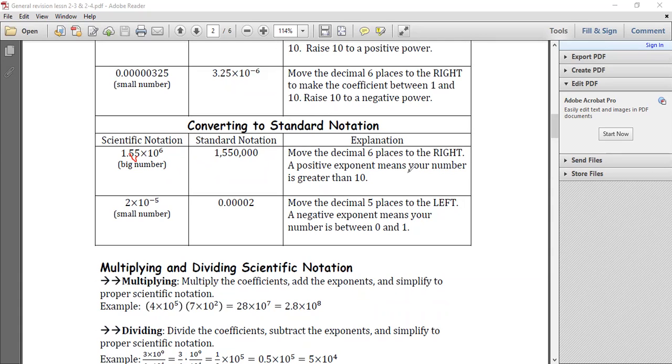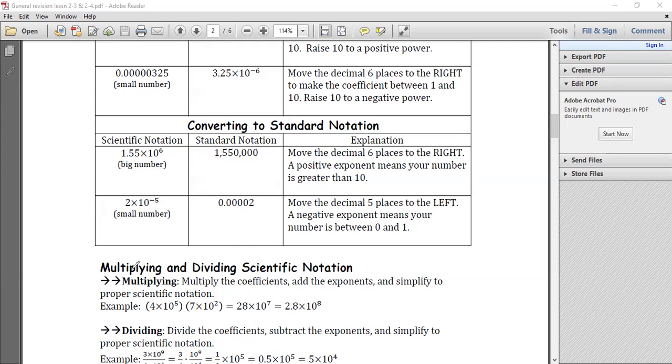A positive exponent means your number is greater than 10. And the opposite, in case you want to work with a negative exponent, we have to move the decimal point to the left. I'm looking for 5 digits, so you have already 1, then you have to add 4 more zeros. This is for converting scientific notation into standard notation.